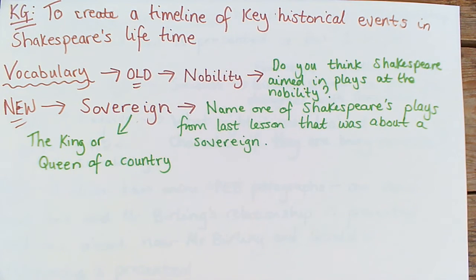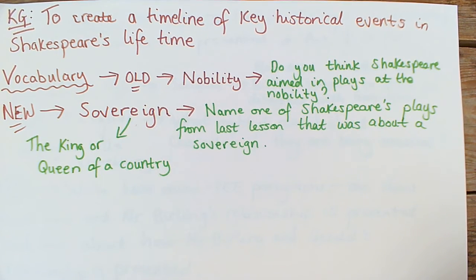Today our knowledge goal is to create a timeline of key historical events in Shakespeare's lifetime. Okay? So it's really important when we're looking at Shakespeare and Shakespeare's plays to understand what was going on in British society while he was writing, because all of those things would have influenced his plays and the types of plays that he wrote. So this is really going to be about you doing your own research and really understanding the historical context of Shakespeare's time. So as usual, we're going to start with our vocabulary.